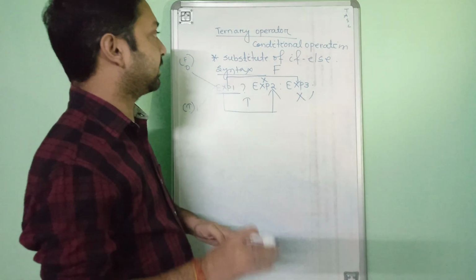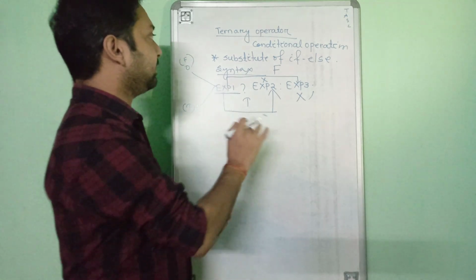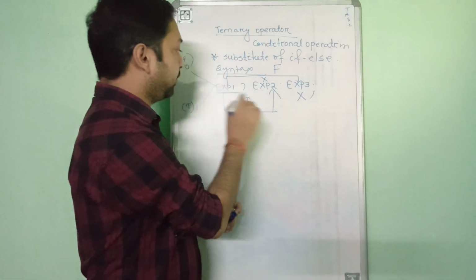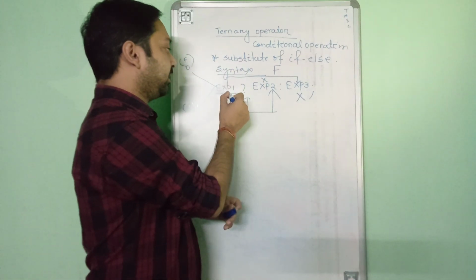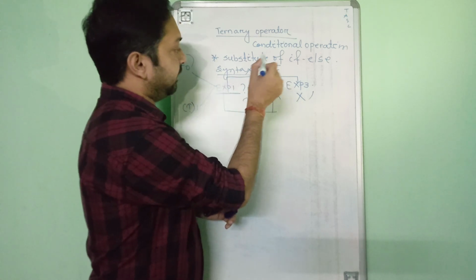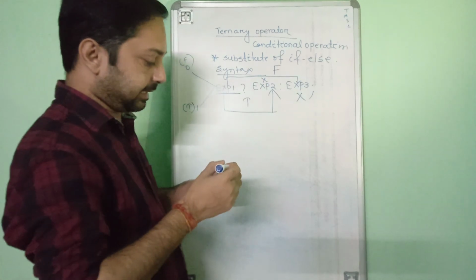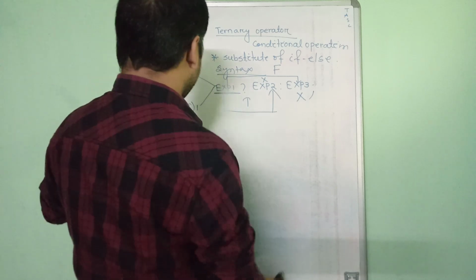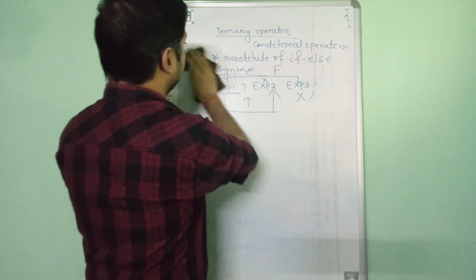So this is the simple scenario of your ternary operator. This is otherwise known as conditional operator and it is a substitute of if-else. And this is the simple syntax. First expression 1 needs to be evaluated. If it is true, expression 2 will execute. If it is false, expression 3 will execute. So let us come to a simple example.